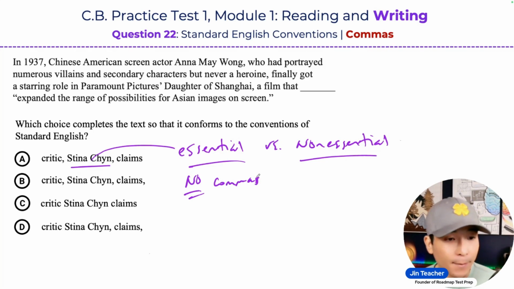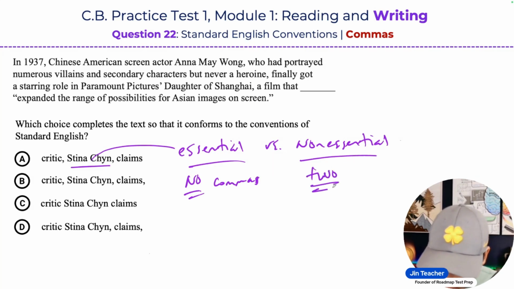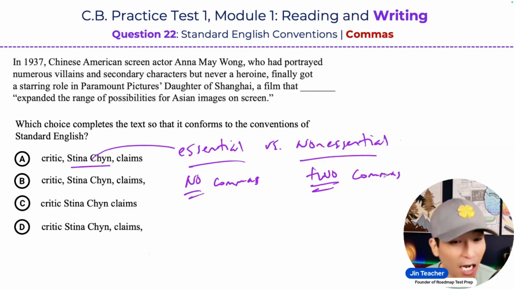However, if the information is non-essential, then you do want to surround the appositive with commas, right? So you want to put a comma before the name, Stina Chine, and then you want to put a comma at the end of the appositive, after Chine.